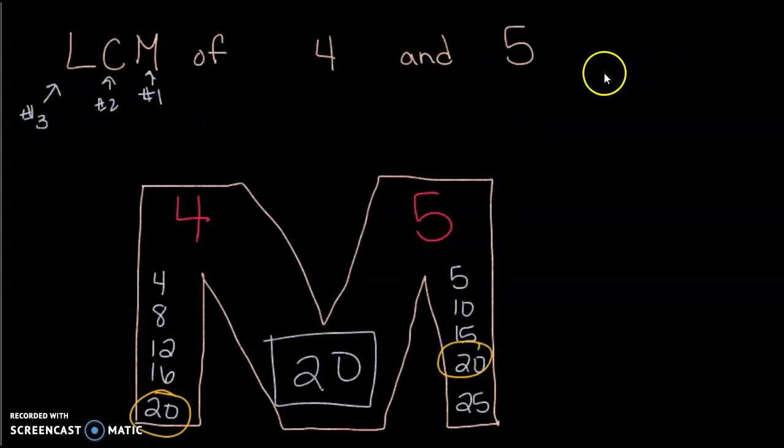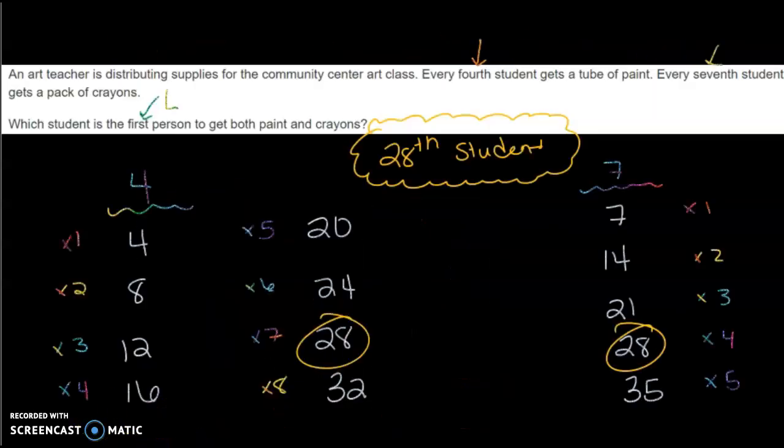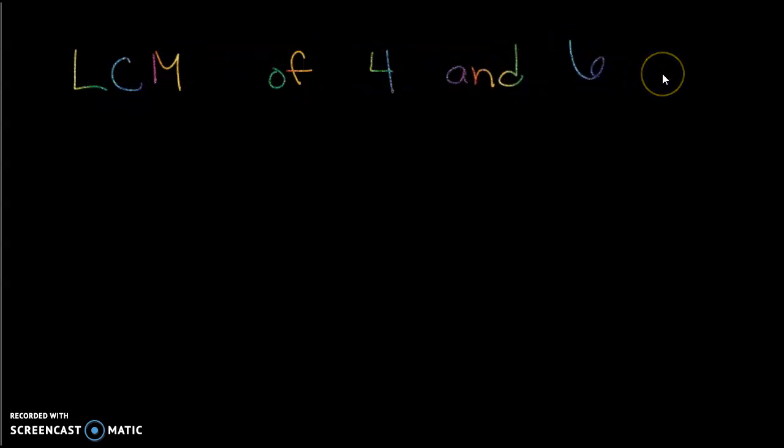Now, a common misconception is that the least common multiple is just the two numbers multiplied together. So for example, when we did 4 and 5, it is 4 times 5, which is 20, or when we did 4 and 7, it is 28, which is 4 times 7, but it's not always the case. So let me give you an example. I want to find the least common multiple of 4 and 6. Your first guess is probably to just do 6 times 4, which is 24. That is not the least common multiple.